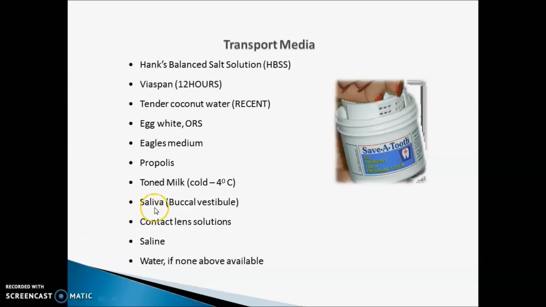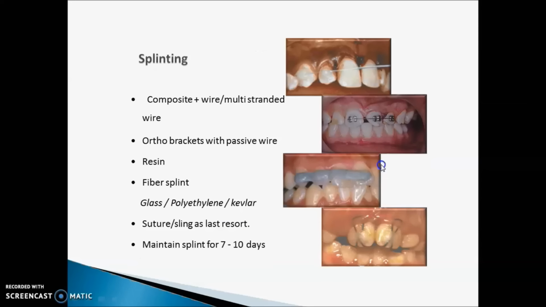Sometimes, if milk is not available, you can store the tooth in saliva, that is, the buccal vestibule. You can even store it in contact lens solution. Saline and water are the least favorable media; if nothing else is available, you can store the tooth in them. But the best medium available right now is HBSS. Recently they have also mentioned standard coconut water, and even Viaspan. Fine. And this is an image-based question, so please try to remember it, aspirants.